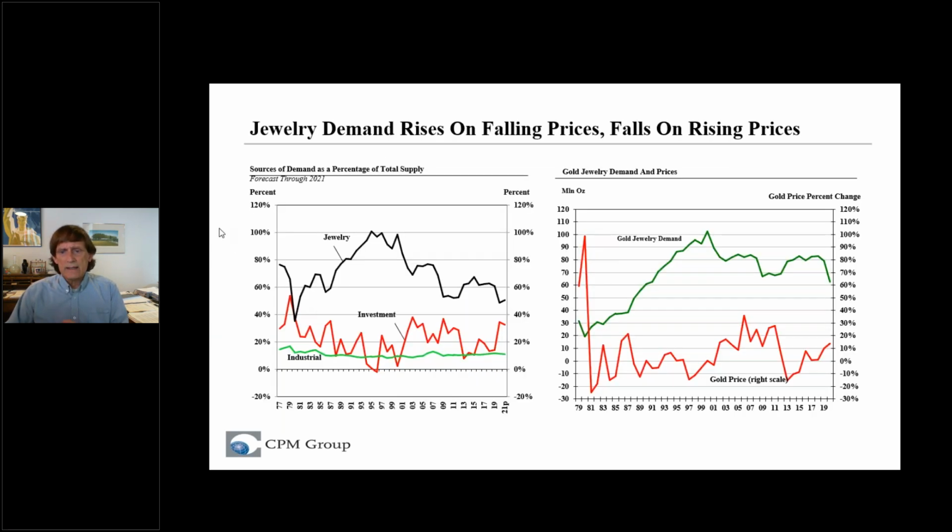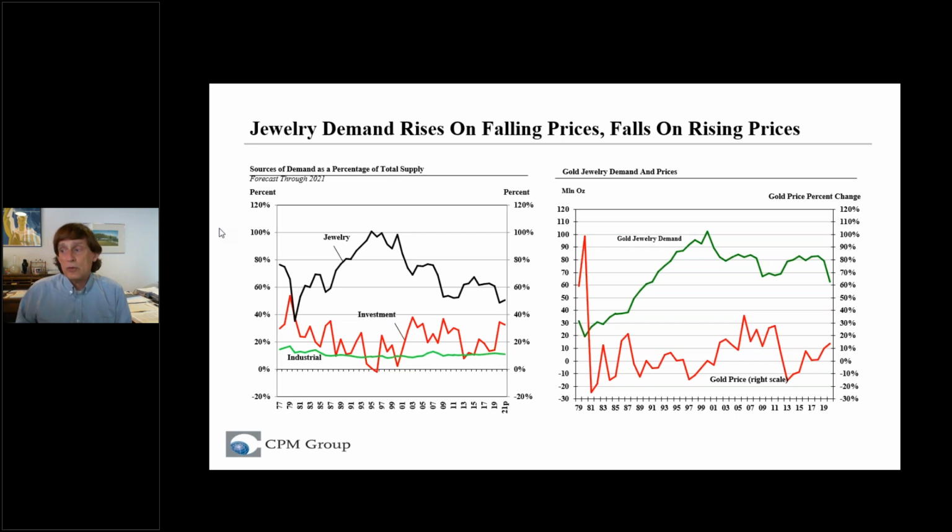But let's look at the longer term drivers. Now, the chart on the left shows you sources of demand as a percentage of total supply. And you can see jewelry demand is in fact the largest off-taker of gold. And it's jewelry use because the jewelry is not consumed. The gold is used in the manufacture of jewelry, and that gold is recoverable, and it is recovered. Not all of it, but a lot of it's held in jewelry form. Industrial, much lower. Investment demand, more volatile.